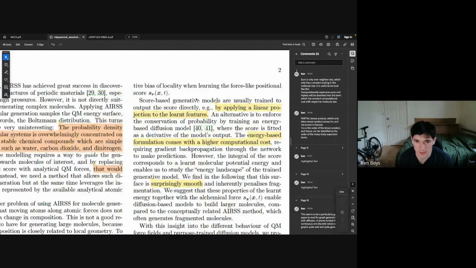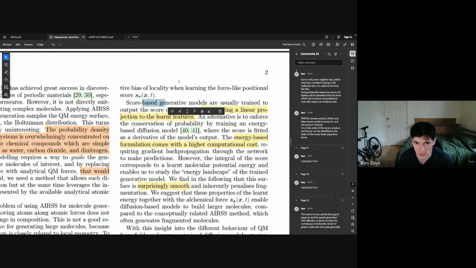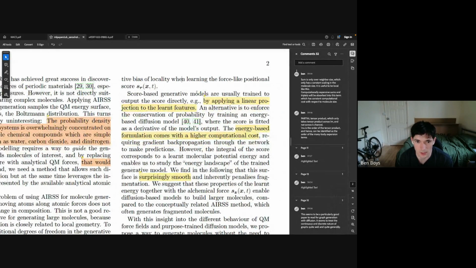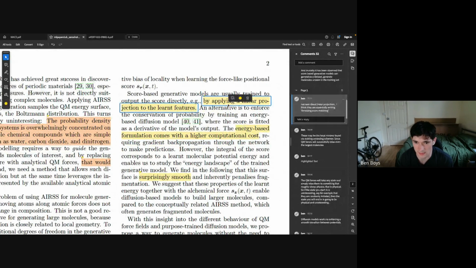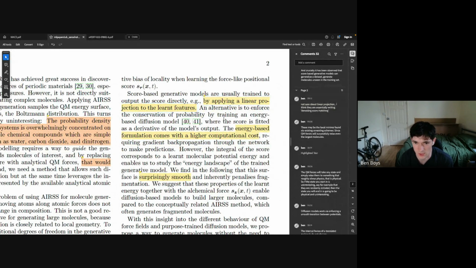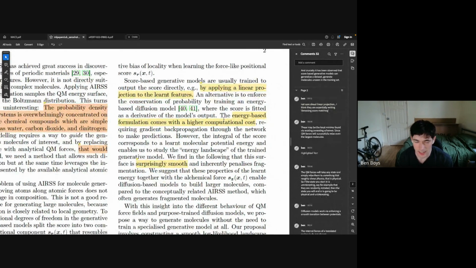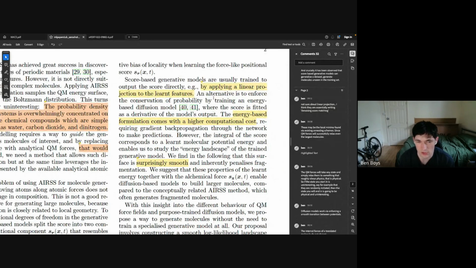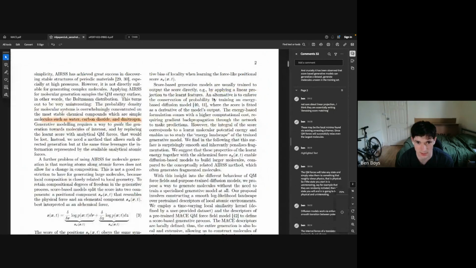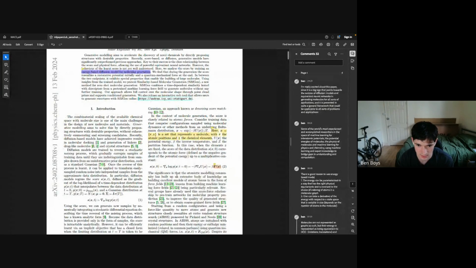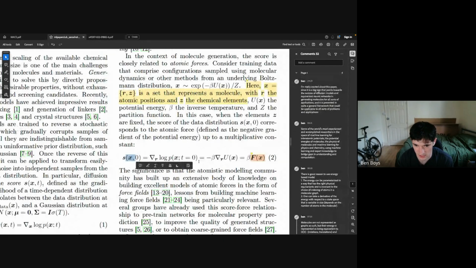So now they're going into the details of training score-based generative models, which are trained by applying a linear projection to the learned features. I think this is just referring to denoising score matching. But an alternative is to not train the score, but train the energy. And then the score is the derivative, the spatial derivative of the energy, similar to this Boltzmann distribution thing here. So the score is the derivative of the energy, the spatial derivative of the energy.